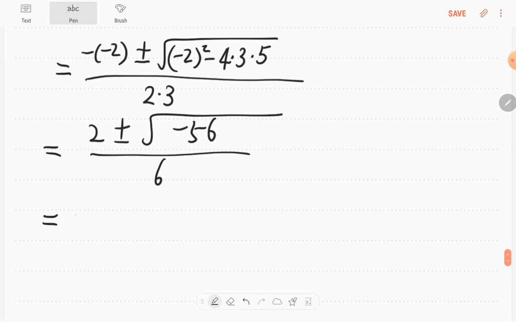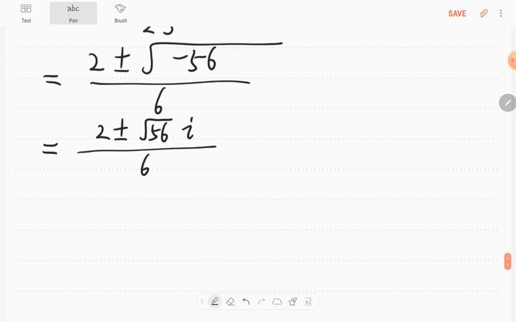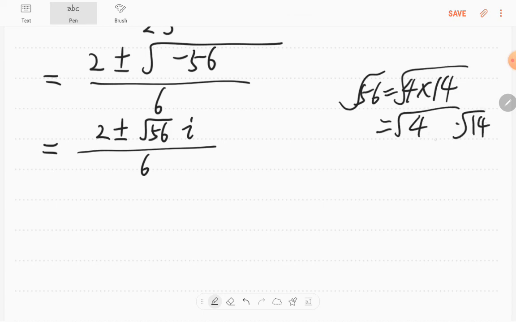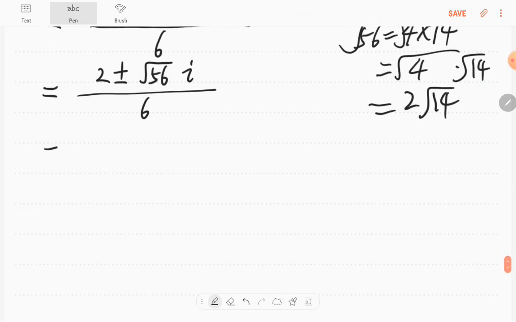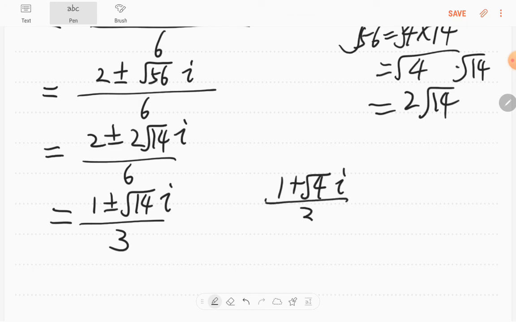We know this can be written as square root of 56 times i over 6. Let's simplify it, because 56 can be written as 4 times 14. If we take the square root, both numbers are positive, so you can separate. So this is 2 square root 14. So it's equal to 2 plus or minus 2 square root 14 i divided by 6. Dividing by 2 on the top and bottom, it's 1 plus or minus square root 14 i over 3. So you have two complex numbers. One is 1 plus square root 14 times i divided by 3. Another one is 1 minus square root 14 i divided by 3.